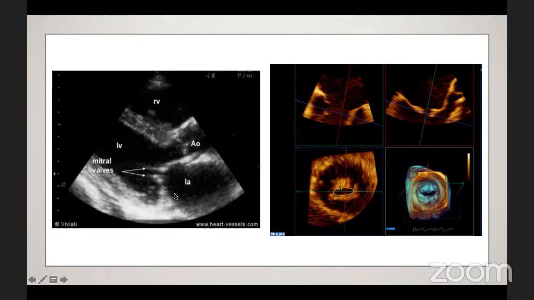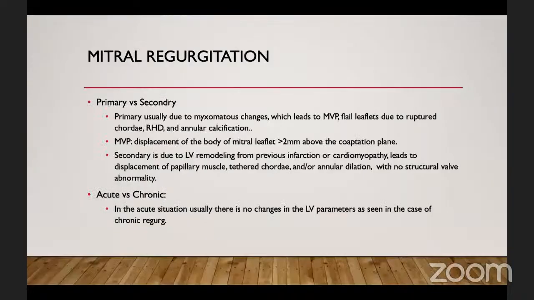Then mitral valve regurgitation. As we said with the previous one, there are general parameters for the mitral valve disease itself, and other things you have to assess in order to decide whether to go to surgery or to wait. This depends on the types of regurgitation: either primary or secondary, either acute or chronic. The primary is usually due to myxomatous change or disease of the mitral valve itself, rheumatic, calcific, and so on.